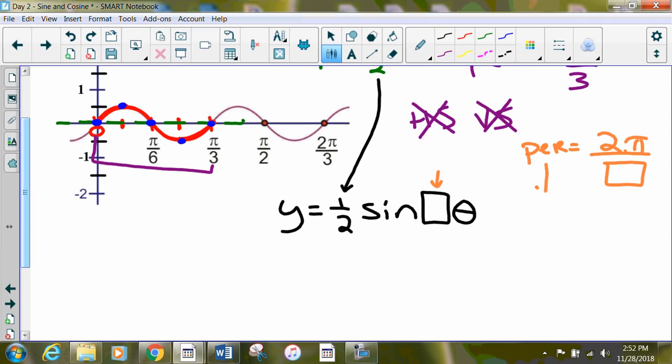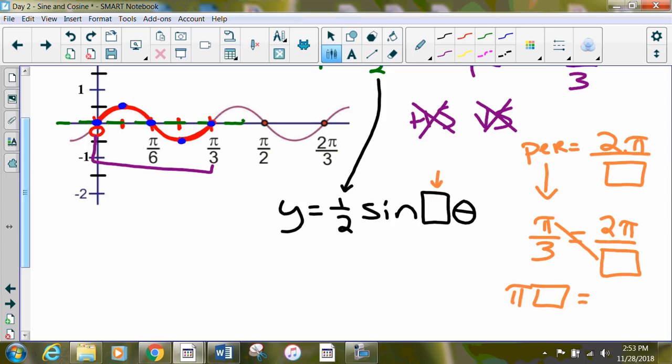So if our period is pi over 3, and we know that we get our period by taking 2 pi divided by whatever number is in front of theta, we can set up a proportion and solve and find out what goes in our mystery box. So here we go. Let's go ahead and cross multiply. Pi times box is pi box.